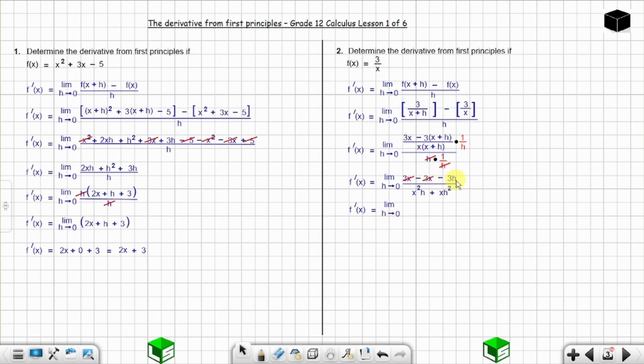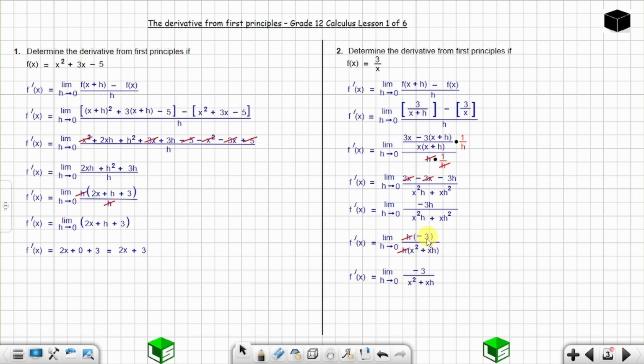You have minus 3h at the top over x squared h plus x h squared. F prime of x is equal to the limit as h goes to 0. You take h outside of the bracket. You remain with negative 3 over, you take h outside of the bracket, you remain with x squared plus xh. So you have this. You can cancel. F prime of x is equal to the limit as h goes to 0. You have negative 3 over this.